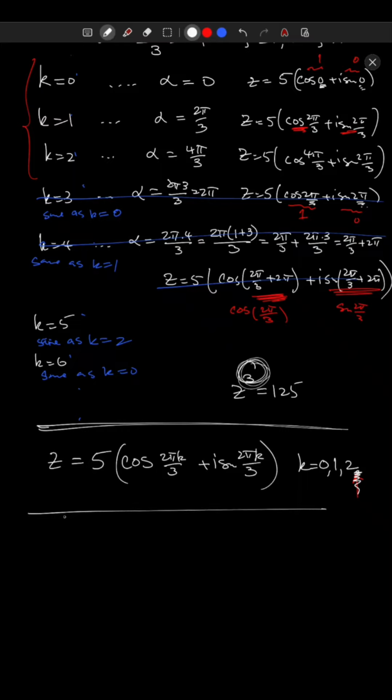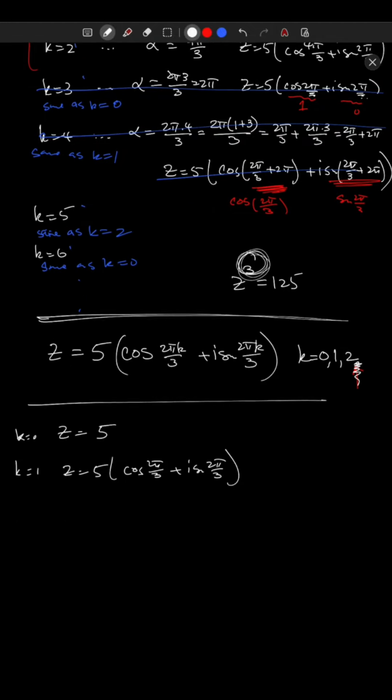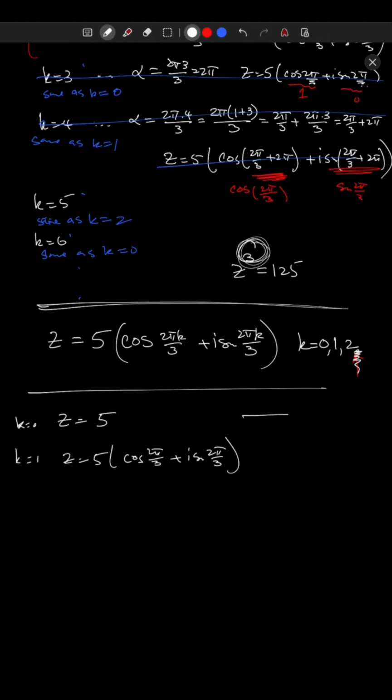So again, let me go back up here. My solutions were the k equals 0 solution. We already figured this out. This one was 5. The k equals 1 solution was 5 times cosine 2 pi over 3 plus i sine 2 pi over 3. What is cosine of 2 pi over 3? Well, let's look at our graphs, and also let's do the same for sine.